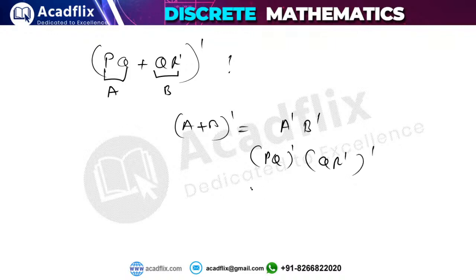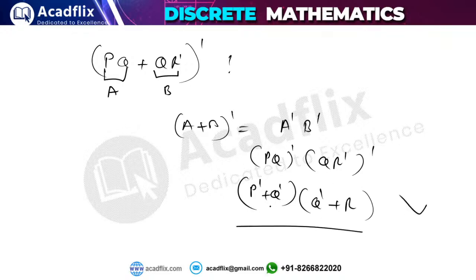Now what is (pq dash) dash? It will be p dash plus q dash. What will be (qr dash) dash? It will be q dash plus r. So this will be your final answer. So this is how you can apply the De Morgan formula. So we have seen this De Morgan formula. Let's see more concepts. So this satisfiability concept is covered, because let me give you another question for satisfiability.